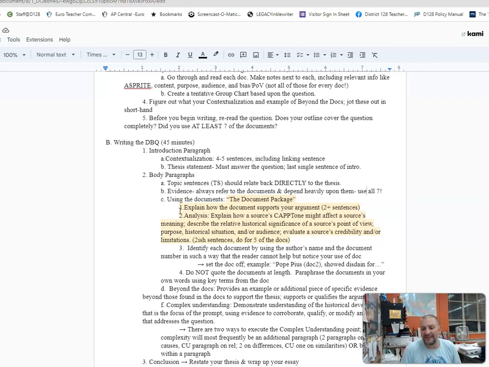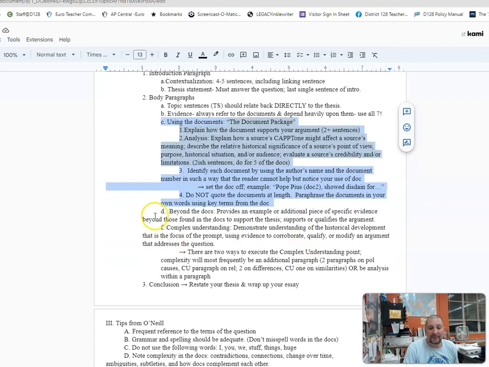Do not quote the document at length. Paraphrase the documents in your own words by using the key terms and key ideas of the document. The readers have these documents memorized. They don't want to read a whole bunch of sentences that are just you rewriting it out, so then you're wasting time. Paraphrase, show them you know what it means. So that's using the documents.